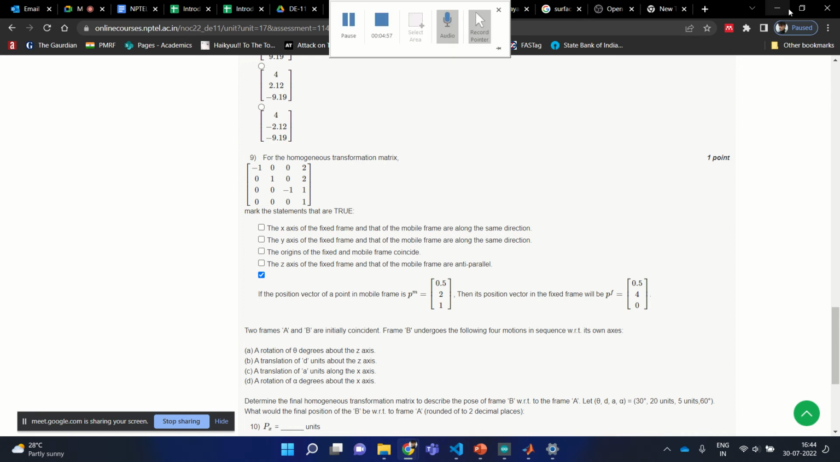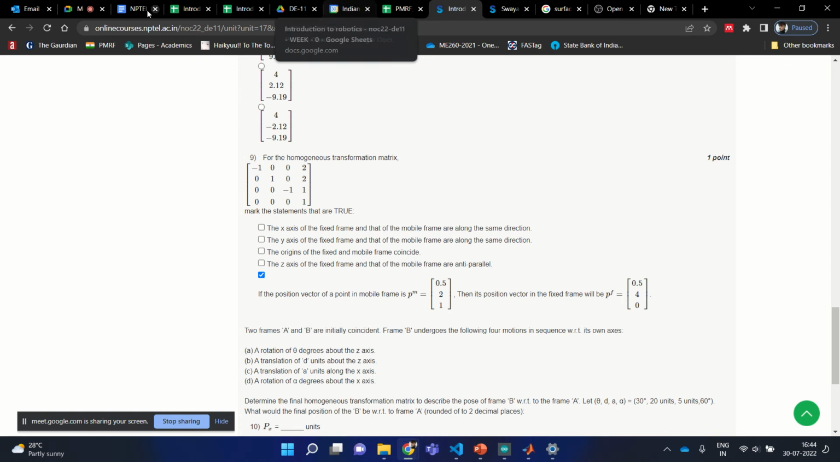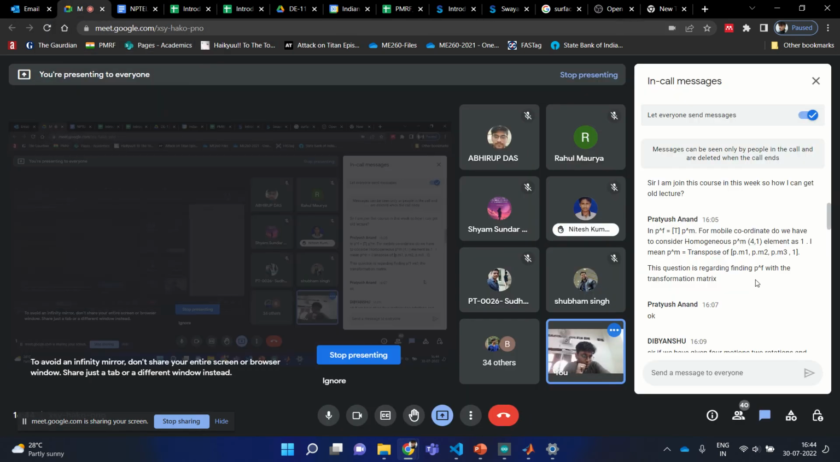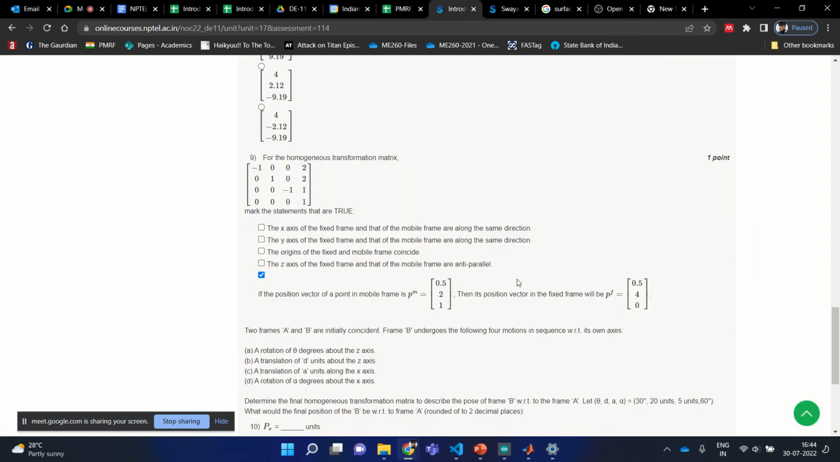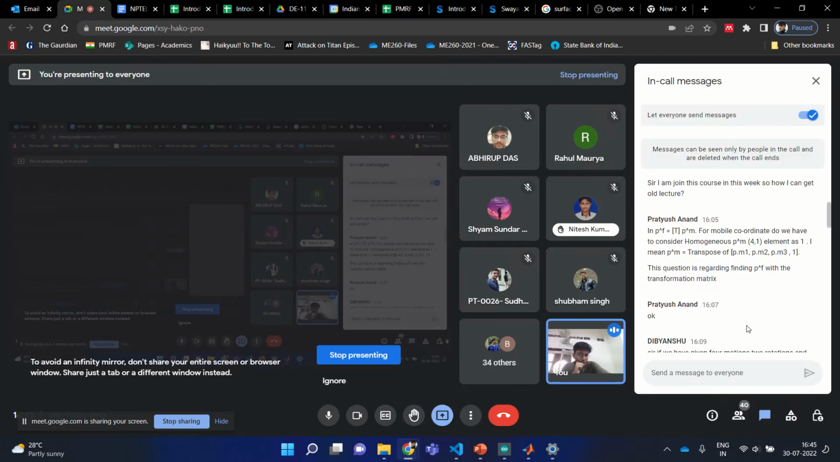Fixed. For this question, yes, you will have to take that element as 1 and then solve it. Right? So there is also a question on the transformation matrix.